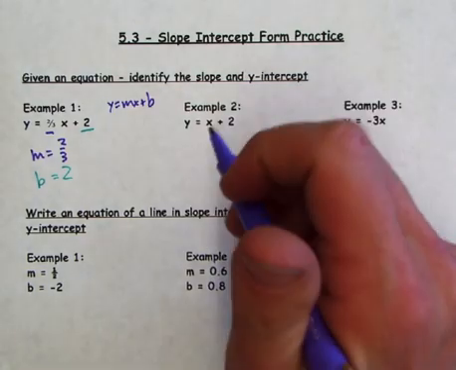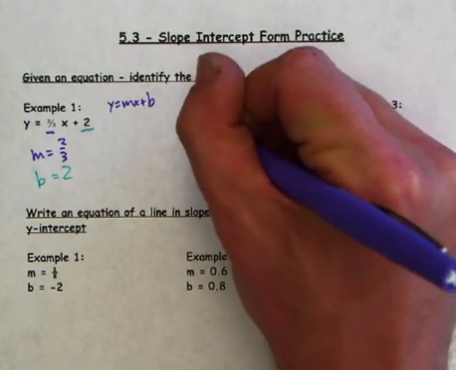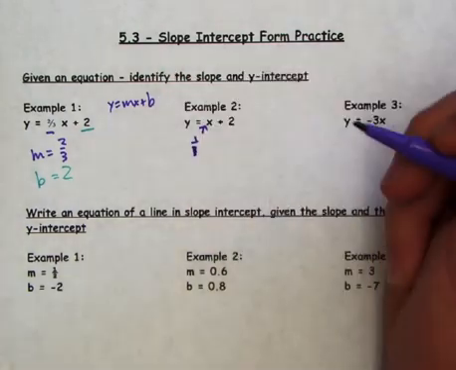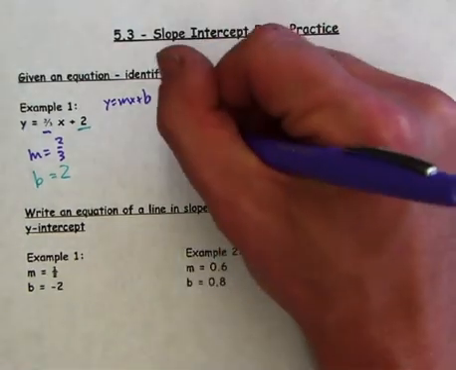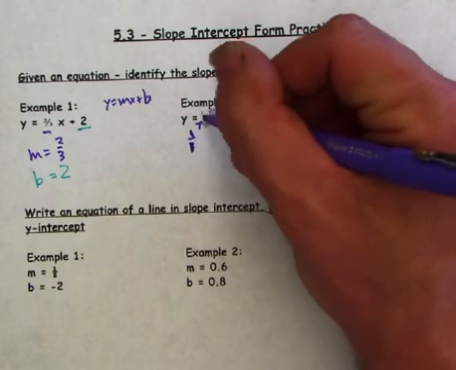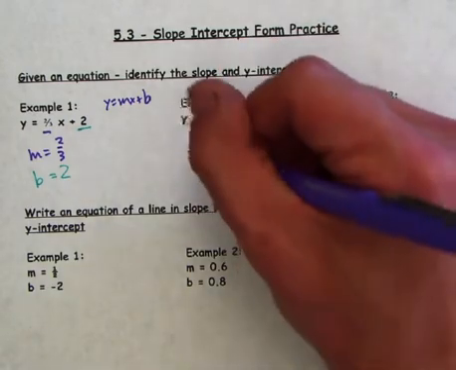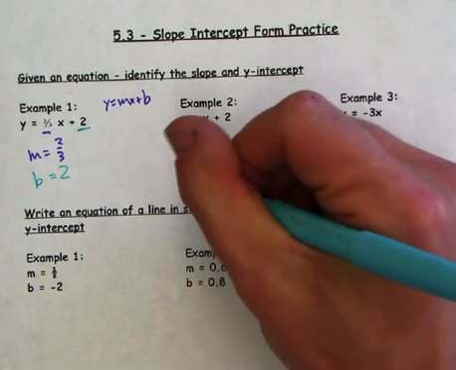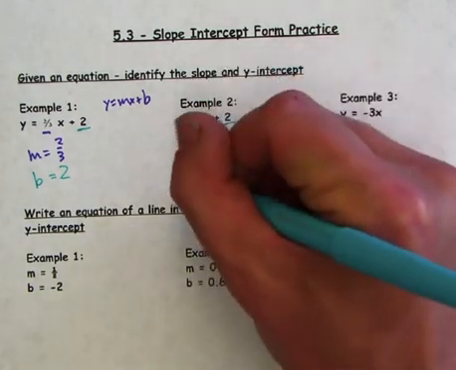Now note, this is the same as x over 1. Sorry, I wrote a 2. That's so weird. x over 1, right? 1 times x is just going to give you x, okay? So our slope, m, equals 1. Y-intercept, once again, is 2.